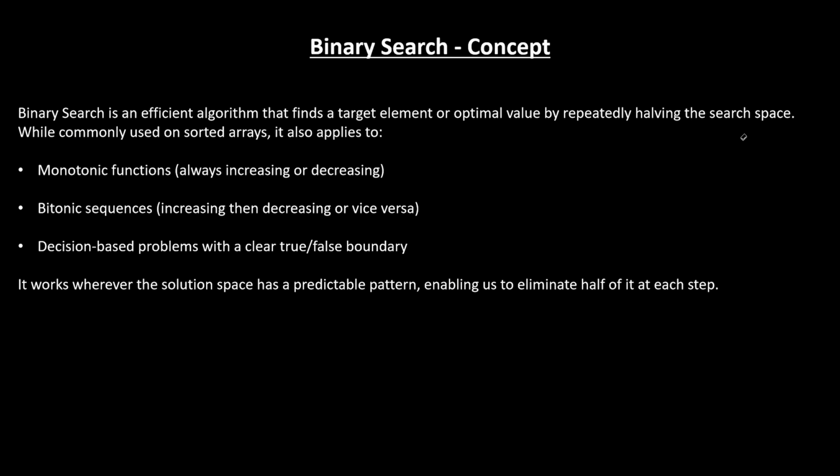Before going to the further slides, let's understand the concept of binary search. A binary search is an efficient algorithm that finds a target element or optimal value by repeatedly halving the search space. While commonly used on sorted arrays, it also applies to monotonic functions. Okay, let me explain what binary search is. Binary search is basically, if this is a range, right?